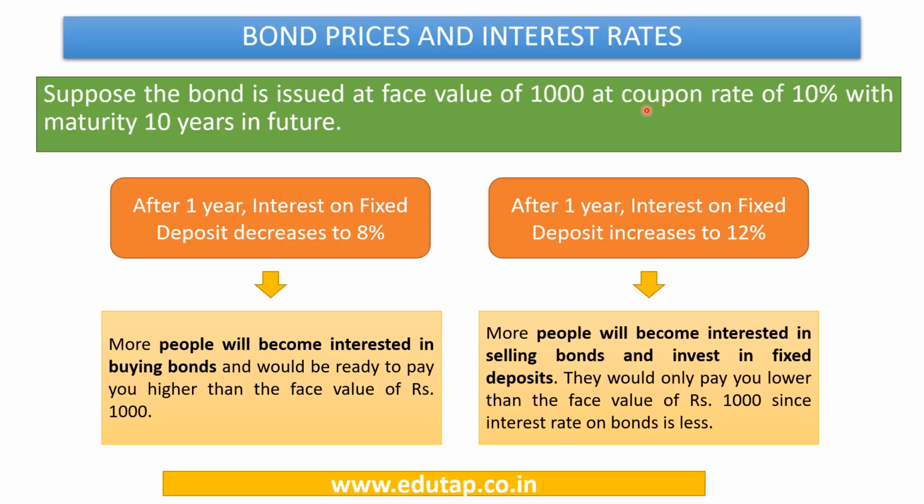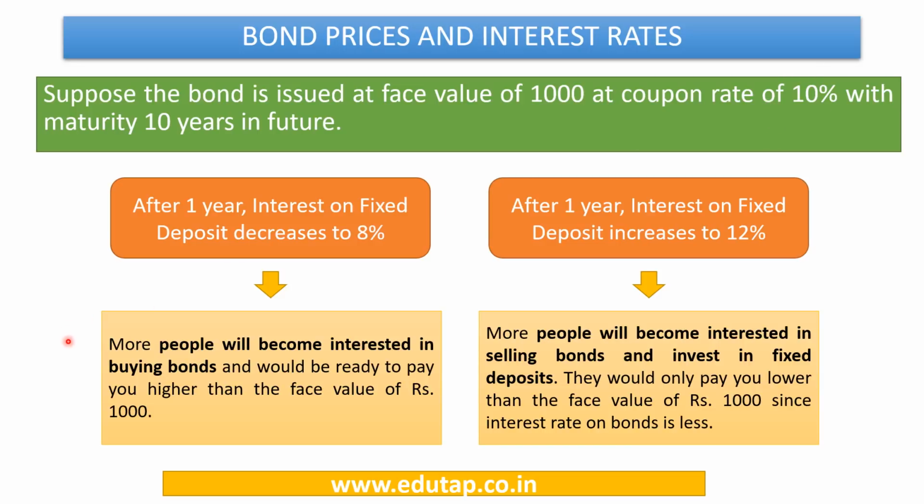Now what if the interest rates in the market rise or fall in the future? Let us take the first case. After 1 year, the interest on fixed deposits in the market decreased to 8%. Now the market interest rate has decreased to 8%. However, your bond has a fixed coupon rate of 10%. So though the market interest rate has fallen, you are going to get a 10% coupon rate. So this makes your bond attractive.